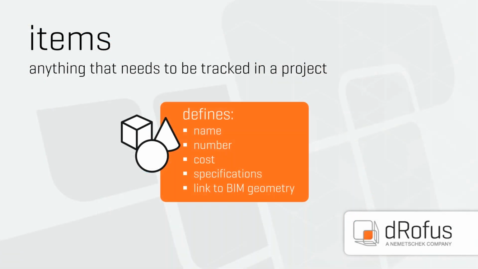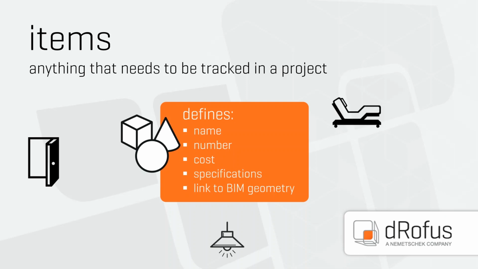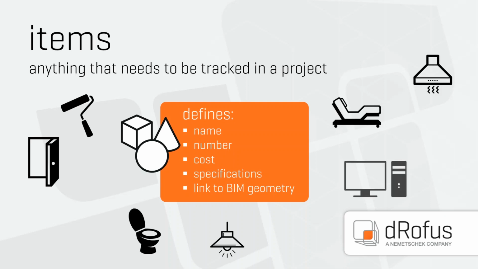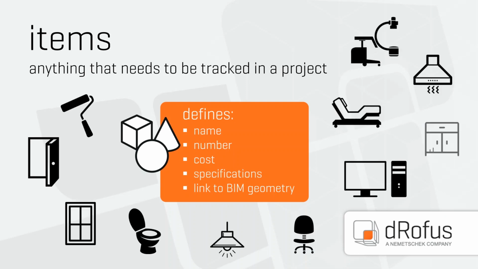So what is an item anyway? We're going to pause here for a second and talk about items. An item is anything you need to track in your project, either within a room or as part of an engineering system. Furniture, fixtures, equipment, you name it. They live inside the items module, and as I mentioned earlier, they get put into buckets called item lists, which you use to organize them in each room.